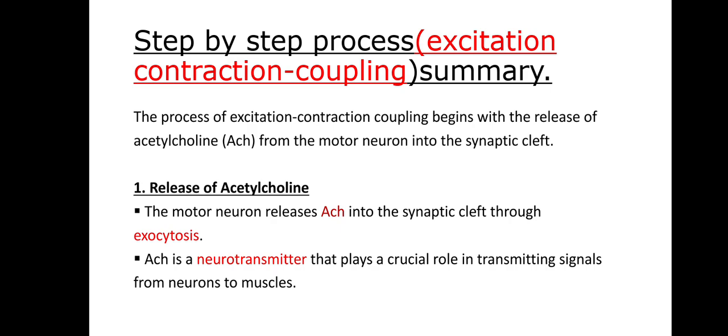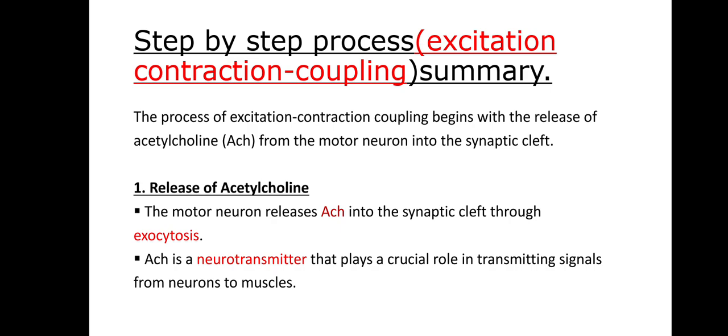You are not going to explain this as if you're explaining the electrical transmission. You are going to start from the release of acetylcholine into the synaptic cleft. So let's start with one: release of acetylcholine into the synaptic cleft. What happens? The motor neuron is going to release acetylcholine into the synaptic cleft through exocytosis. We know this one. We are talking about the neuromuscular junction where the neuron and the muscle meet.